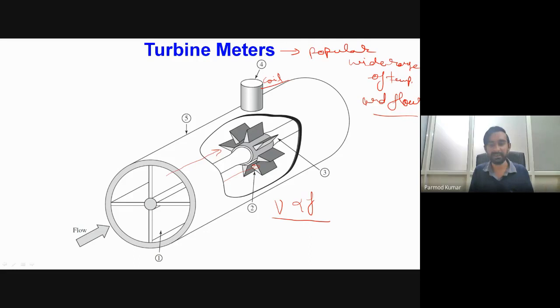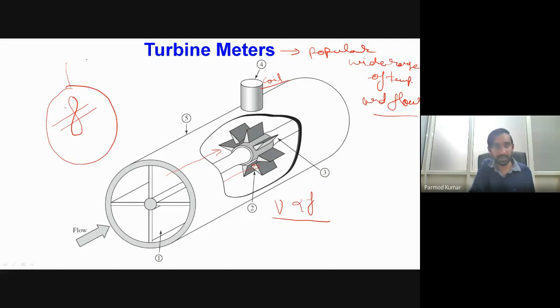This can be one configuration, or we can have another configuration where we have a metallic turbine body. When this metallic body of the turbine rotates, it changes the magnetic field across the coil. Based on that change in magnetic field, we determine the number of rotations, and this rotation frequency is a function of the flow rate.